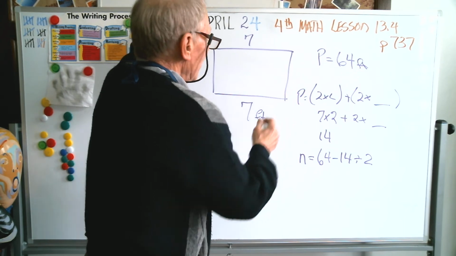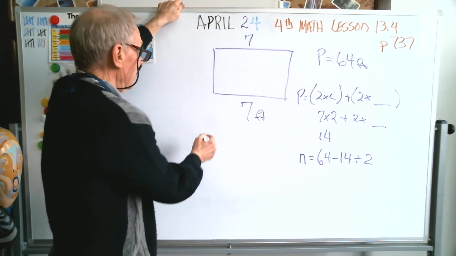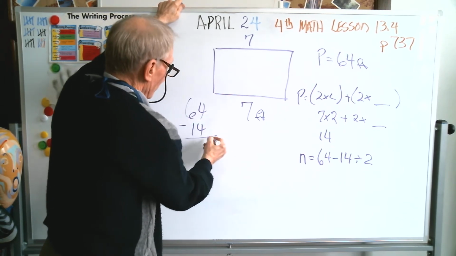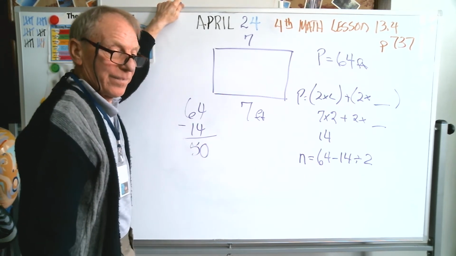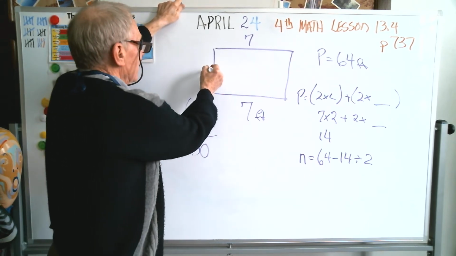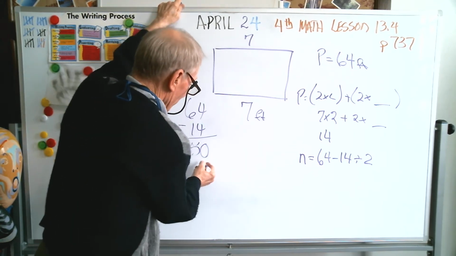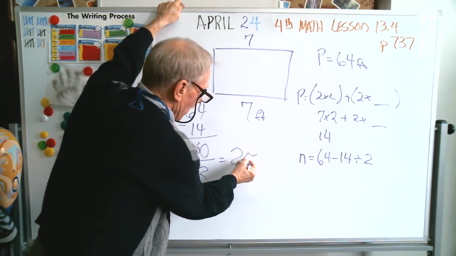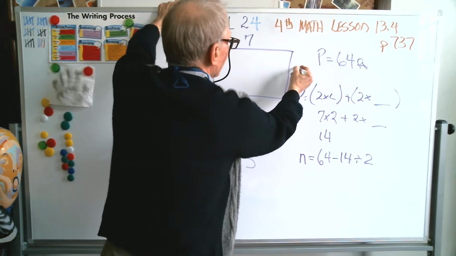You know that the perimeter is 64. You know that these 2 dimensions total 14. So 64 minus 14 leaves you with 50. So you know that 50 divided by 2 is going to equal 25. So these sides are going to be 25.